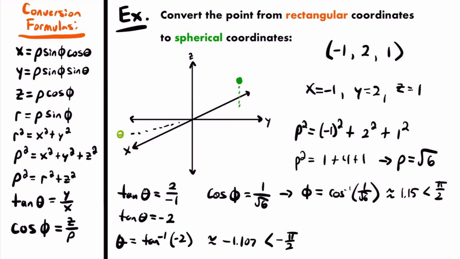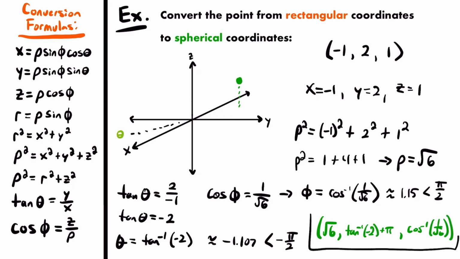So our final coordinates here in spherical will be the square root of 6, and then inverse tangent of negative 2 plus pi, and then we'll have our angle of phi, which is cosine inverse of 1 divided by the square root of 6. All right, that is our final answer. Those are the spherical coordinates, albeit pretty ugly, but they are the right coordinates that are equivalent to these rectangular coordinates.